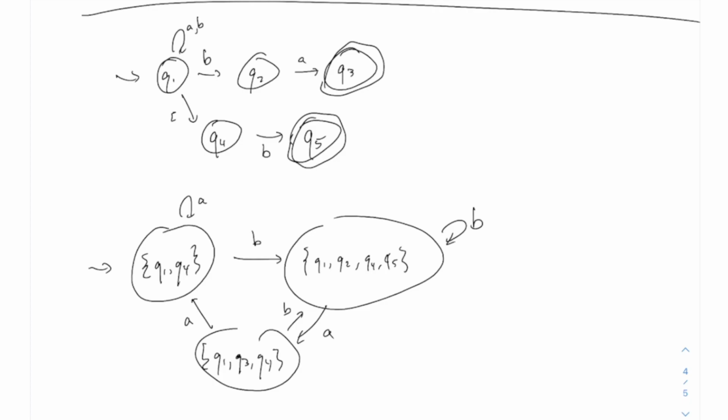Any thoughts? All right. Which ones are accepting? Anything that includes a Q3 or a Q5. So that would be this one, which has a Q5 in it, and this one, which has a Q3 in it. Those are 2 accepting states. All right, this is the general purpose method to turn an NFA into a DFA.